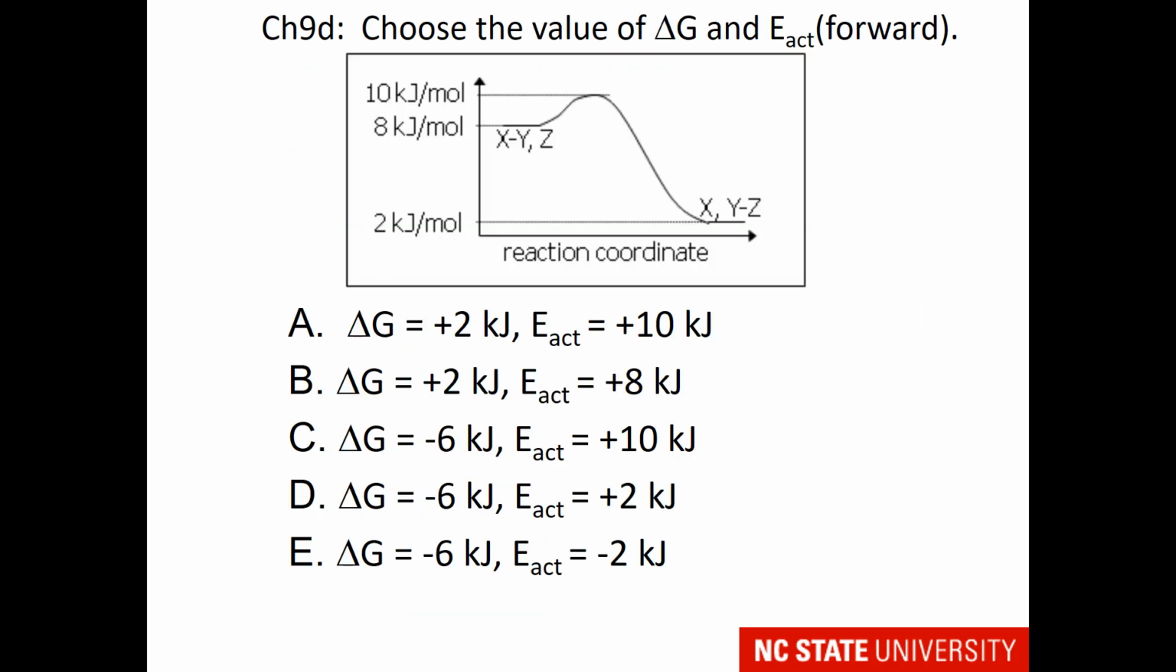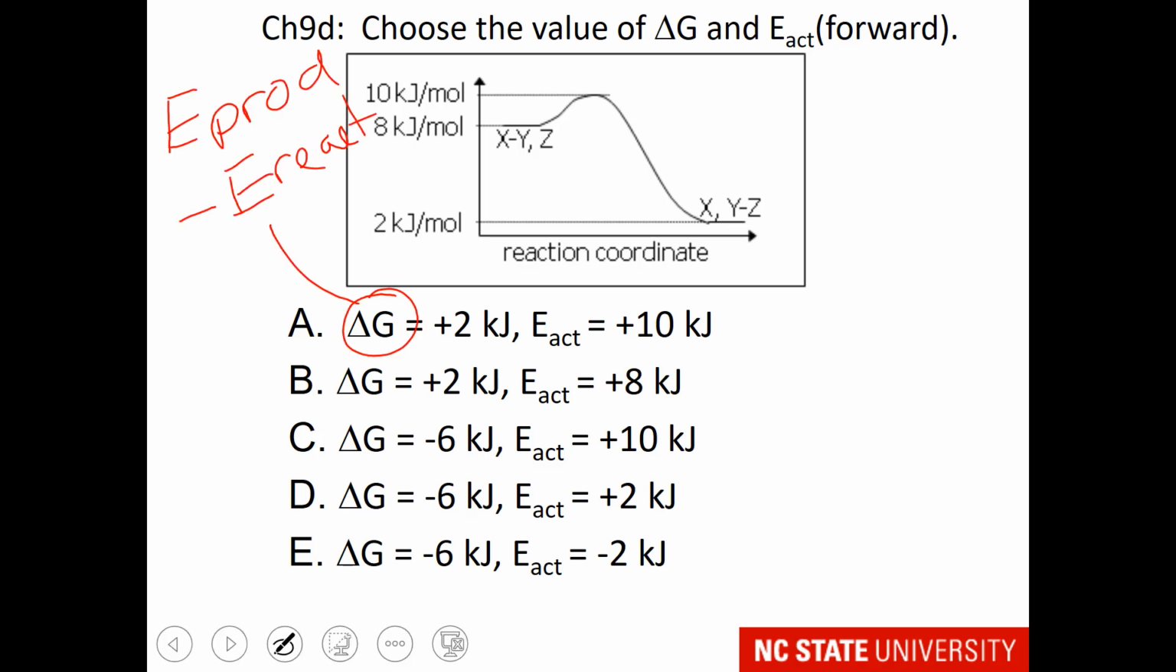Here is a reaction coordinate diagram, and we'd like to choose the value of delta G and the energy of activation forward. Remember that for delta G, we're going to take the energy level of the product minus the energy level of the reactant. For energy of activation forward, we're going to take the energy of the transition state, which is the top of the hill, minus the energy level of the reactant.